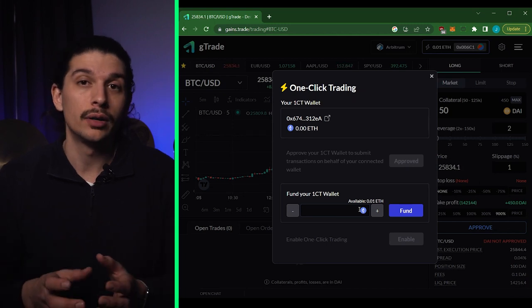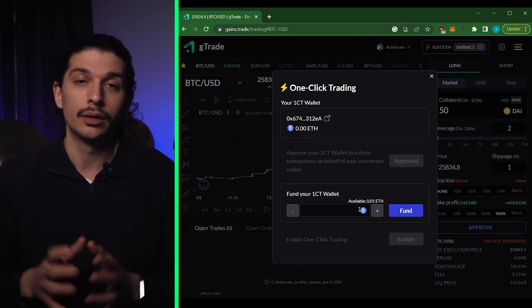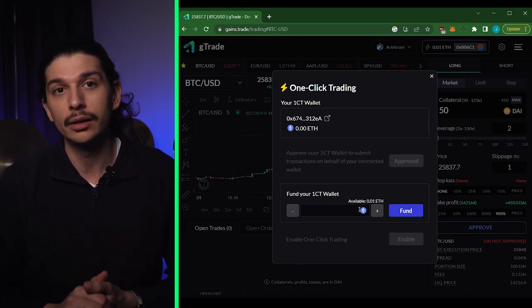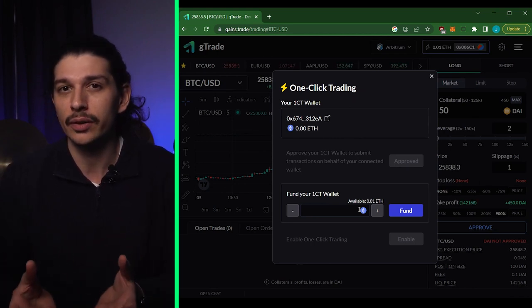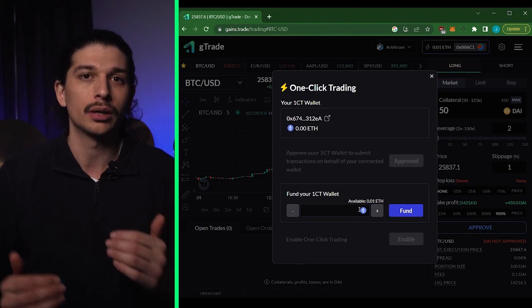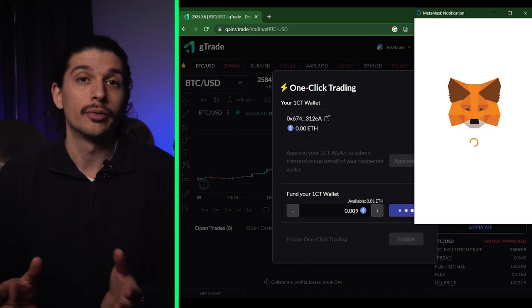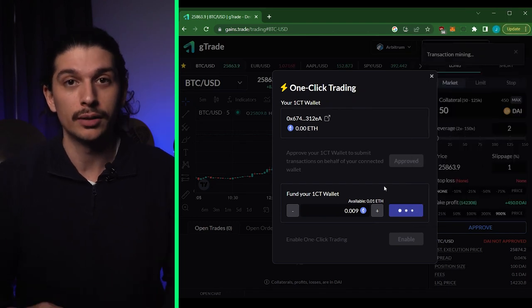And we're ready to fund our one-click trading wallet already, and we really don't need much gas on Arbitrum. It's very cheap because it's a layer 2 network, and the 1CT wallet only really needs these funds for gas. So I'll go ahead and put something like $25 worth, which is a very, very small amount in ETH. And we get the confirmation message from MetaMask, and we're ready to start trading.